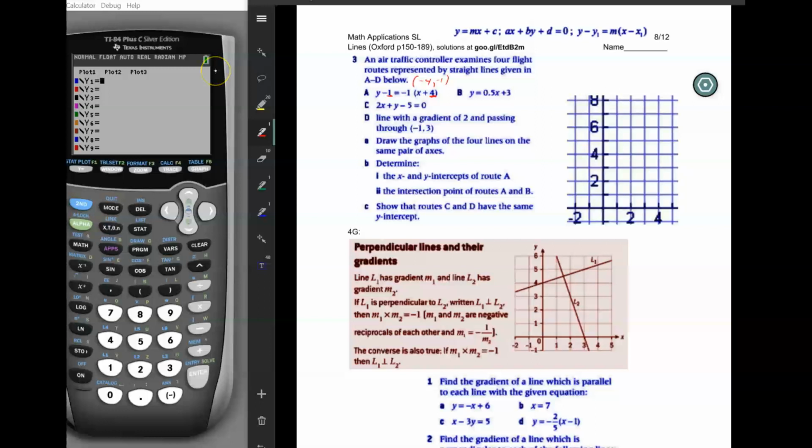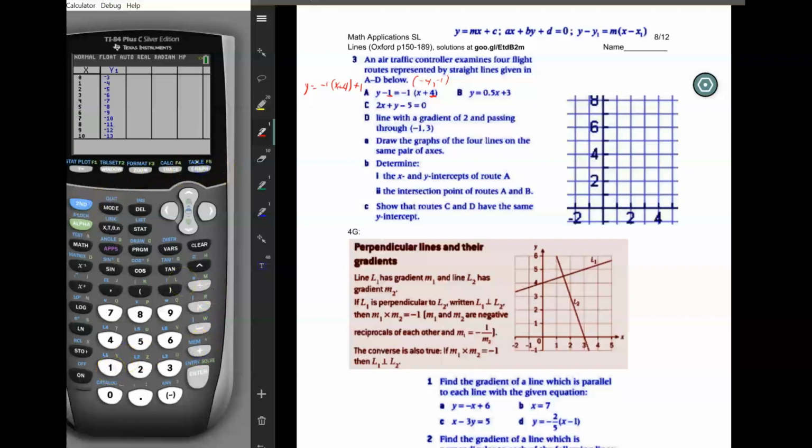The other thing you could do is rearrange it so that you can put it in the calculator. So I would subtract 1 to the other side, so I would have y equals -1 times x plus 4, and then I would add 1 to this side. And I could put that in the calculator, and then it would be ready to graph. So I could have -1 times x plus 4, and then plus 1. And then I could look at the table and get a couple points. So, oh my gosh, they're all negative.